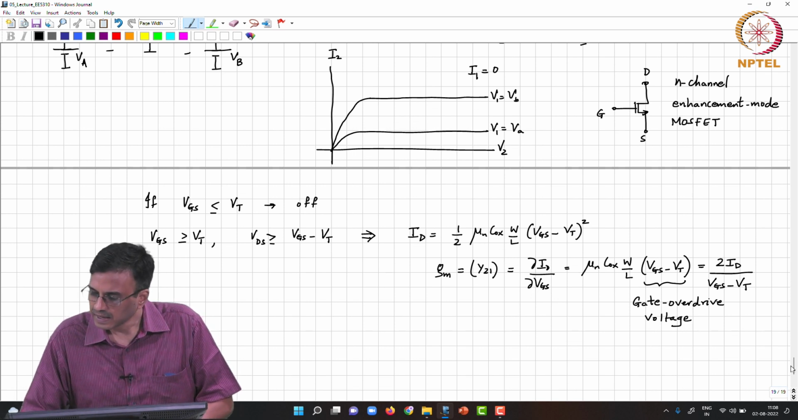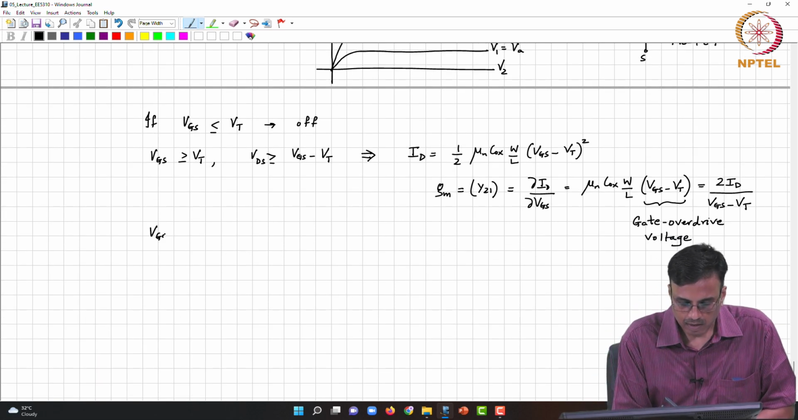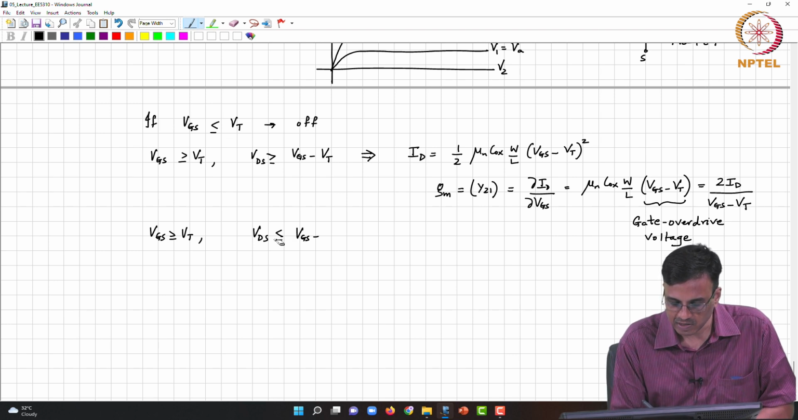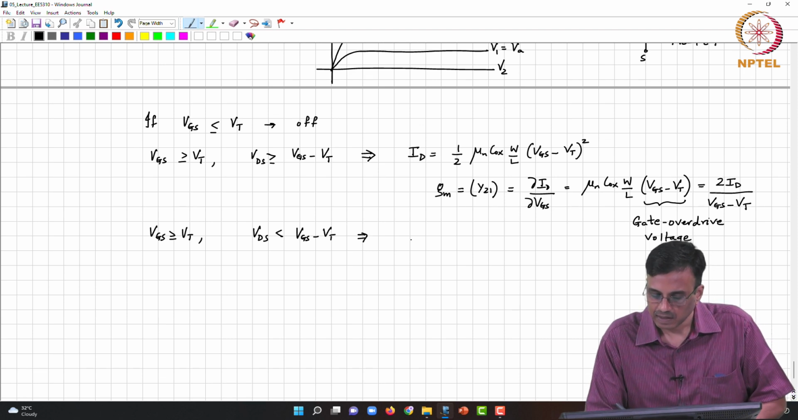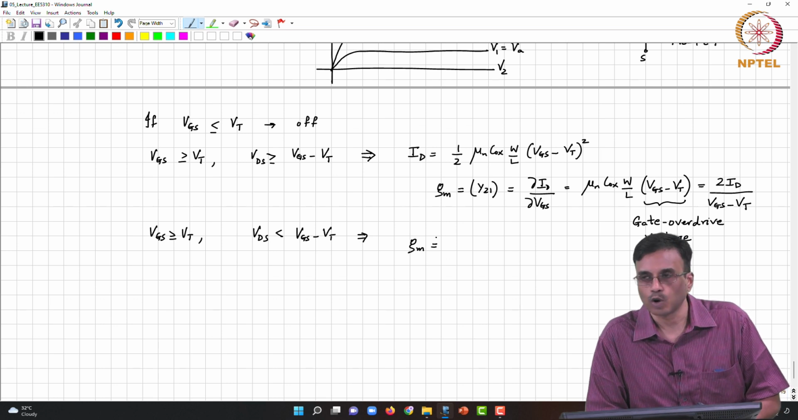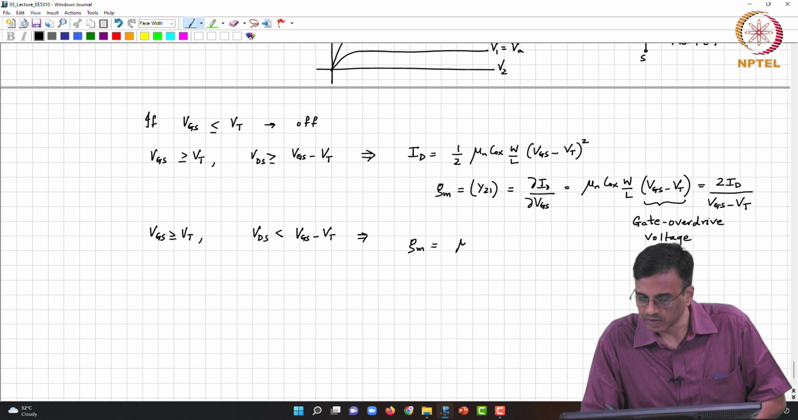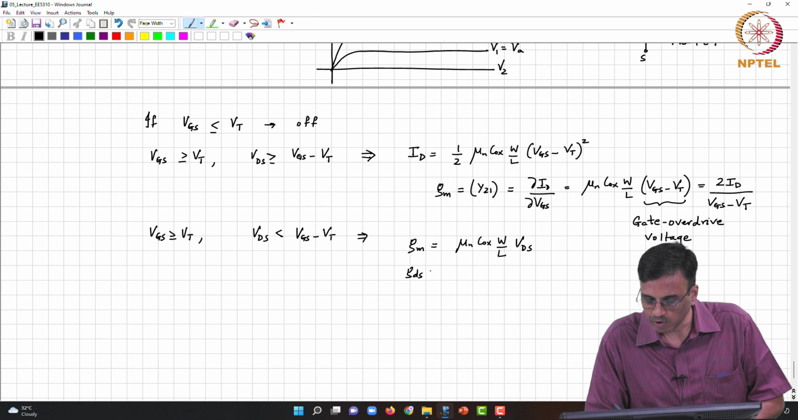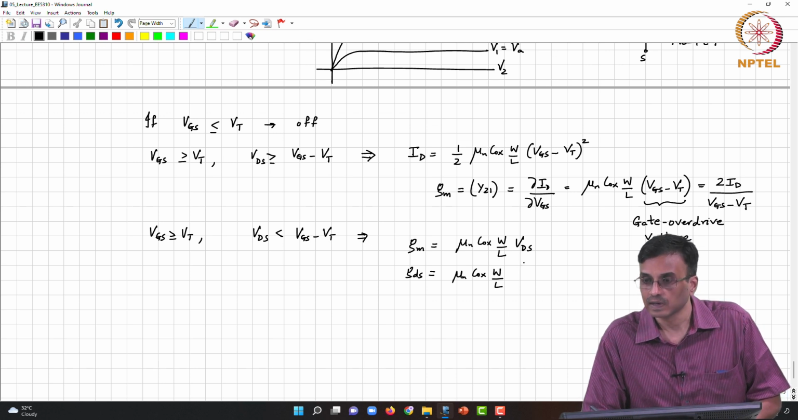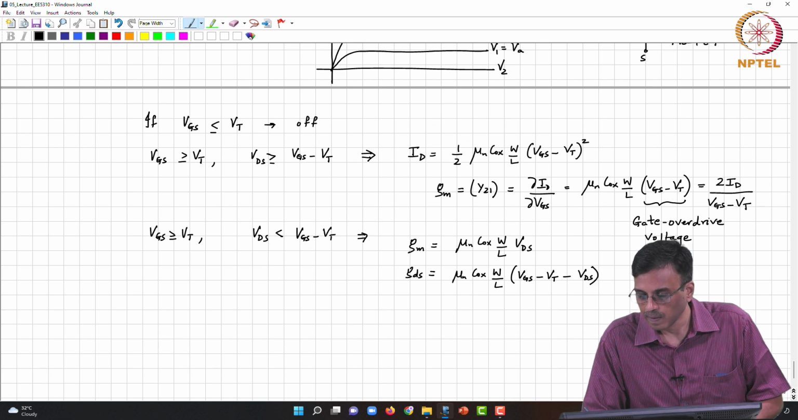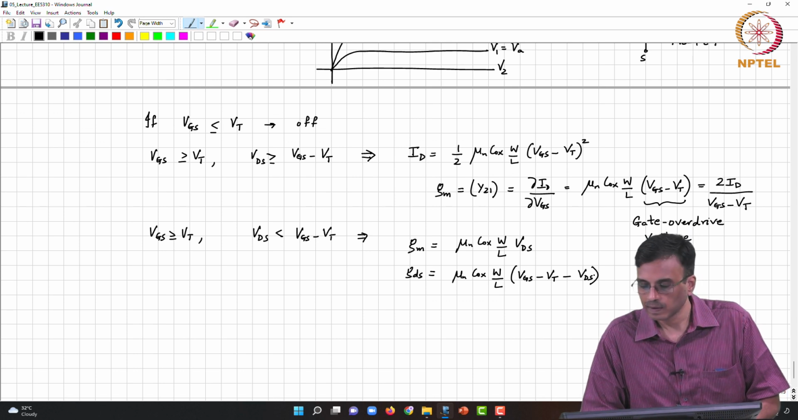Excellent. So, in the triode region, where VGS is greater than or equal to VT, but VDS is less than VGS minus VT, we find that two things happen. First, the transconductance, what comment can we make about it? It is smaller than what we get in saturation, and it is mu n Cox W by L times VDS, and the output conductance of the MOSFET is GDS, which is mu n Cox W by L times VGS minus VT minus VDS. Does it make sense?